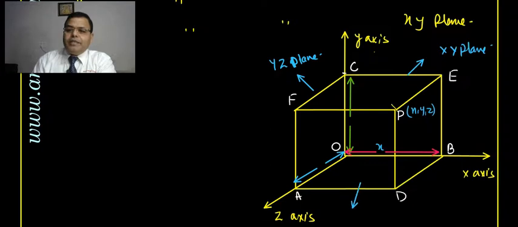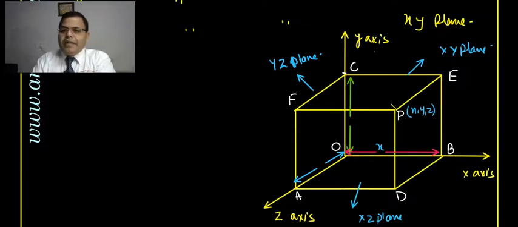So this plane is described as the xz plane. So the xy plane, yz plane, and xz plane are the three planes, and the coordinates of this point P are described as its perpendicular distances from these planes.